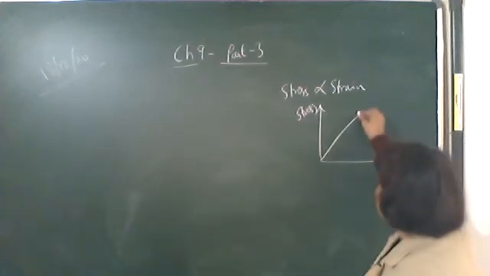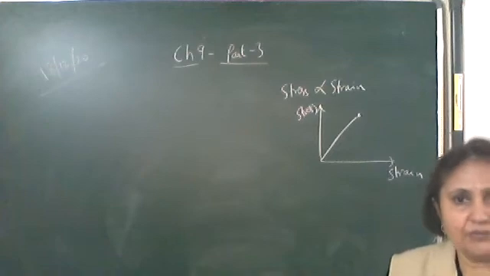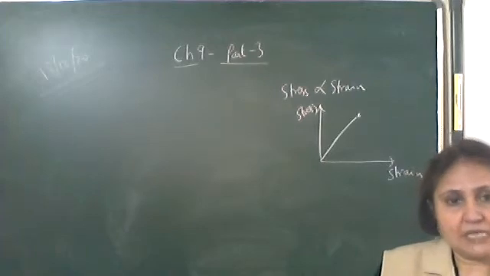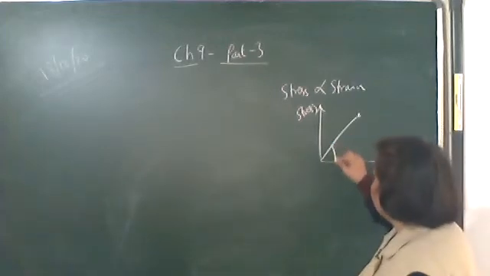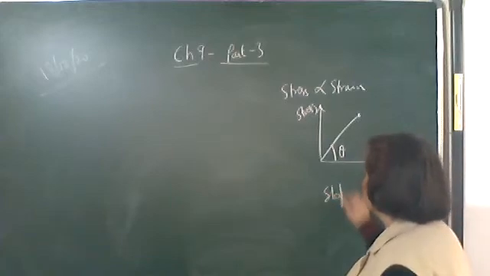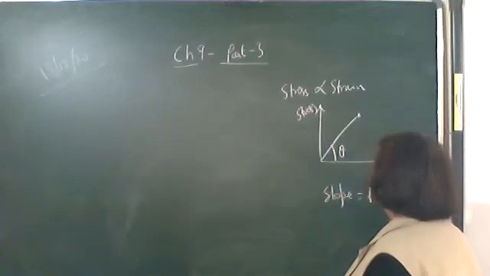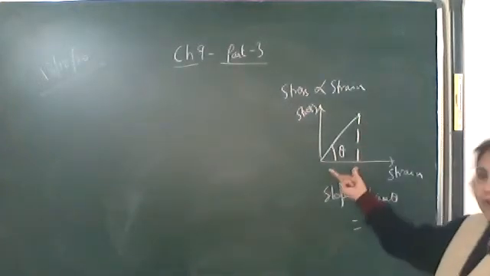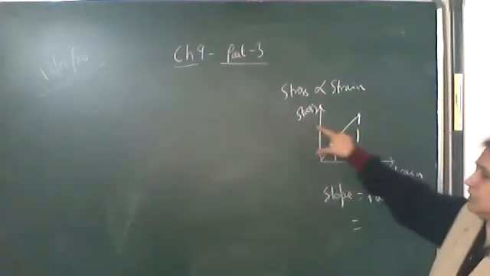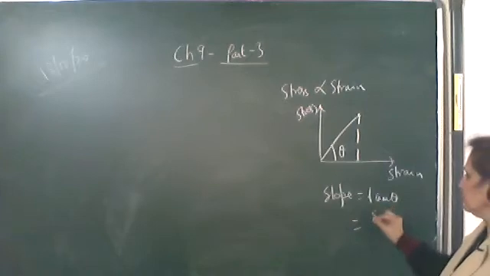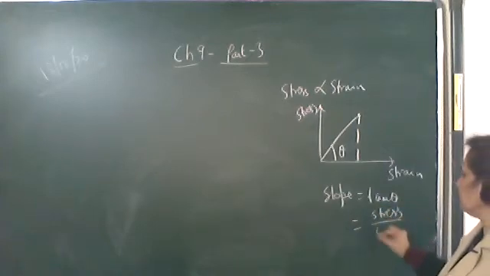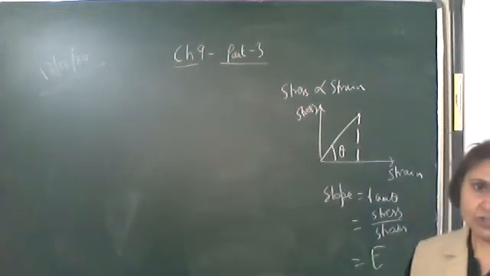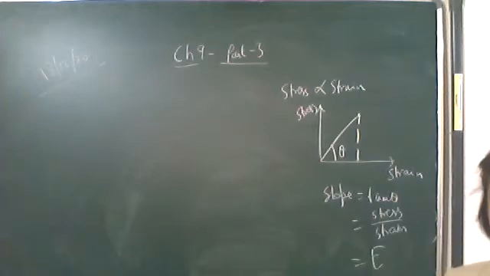Okay, and this point will be the maximum limit of the deforming force, which we call the elastic limit. And the slope of this line, we know that slope is given by tan theta, and tan theta is equal to, make any triangle, perpendicular upon base. Perpendicular here is stress and base is strain. So the slope is stress upon strain, which we know is equal to modulus of elasticity. So the slope of the line gives the modulus of elasticity.